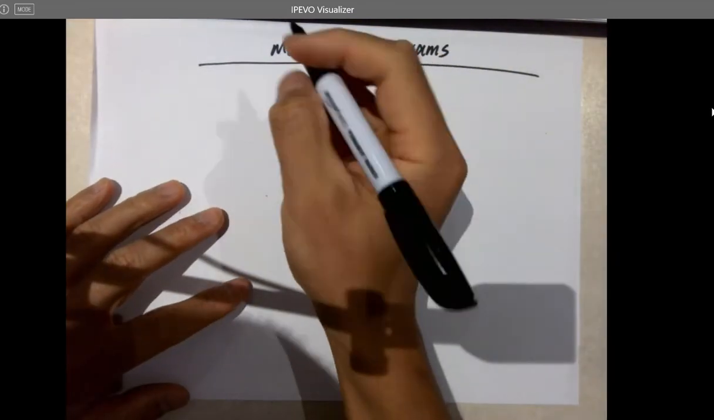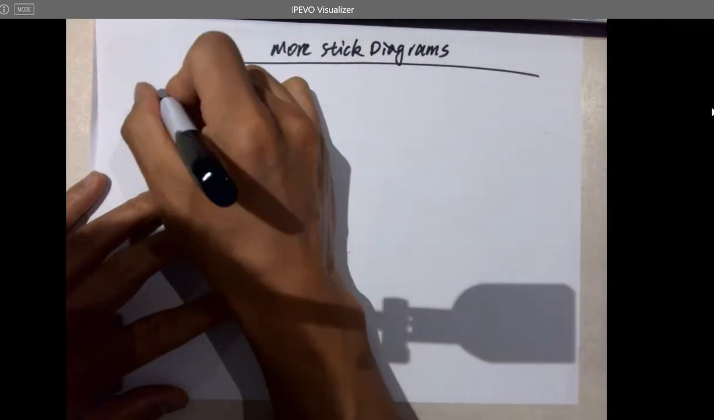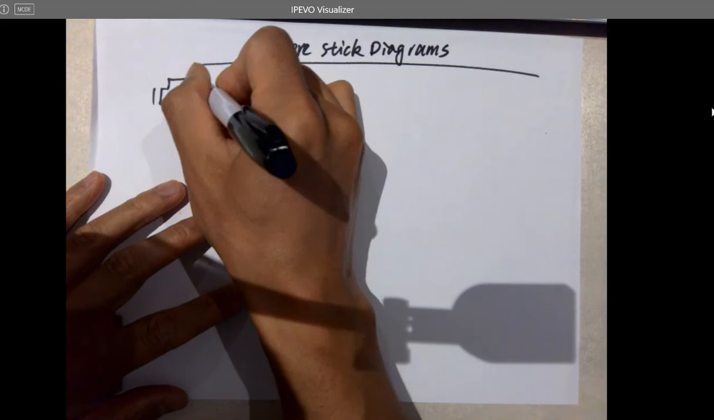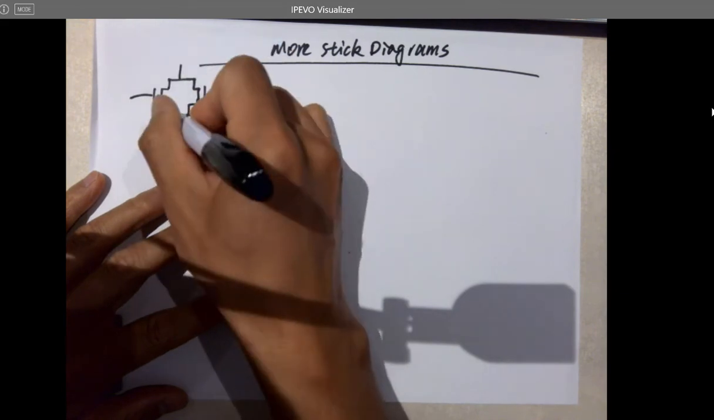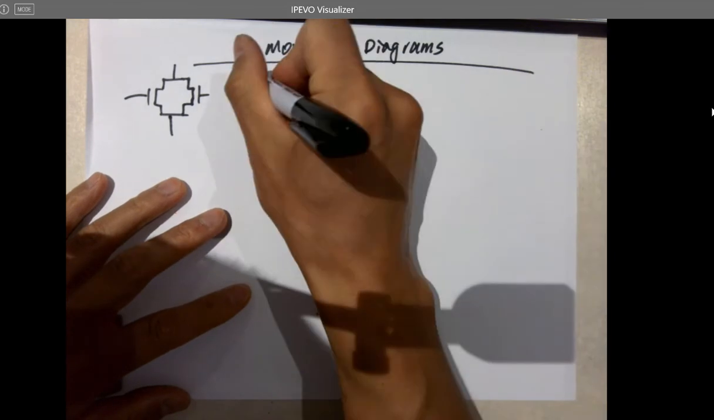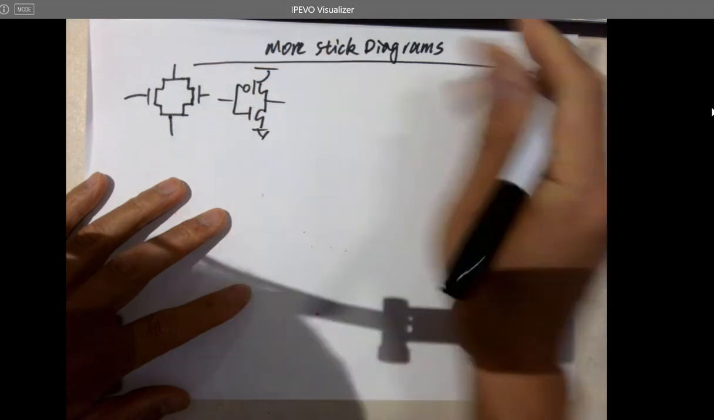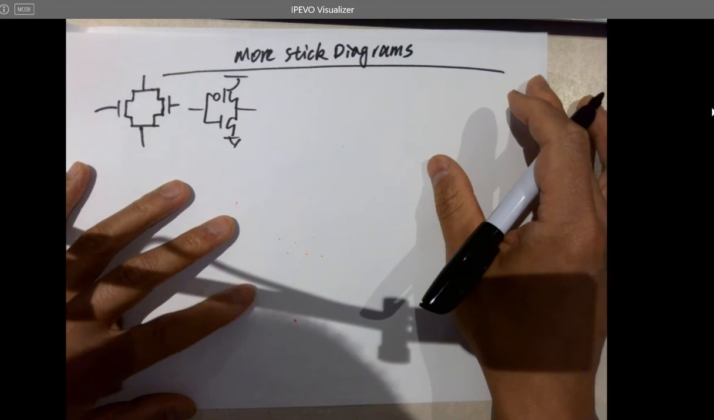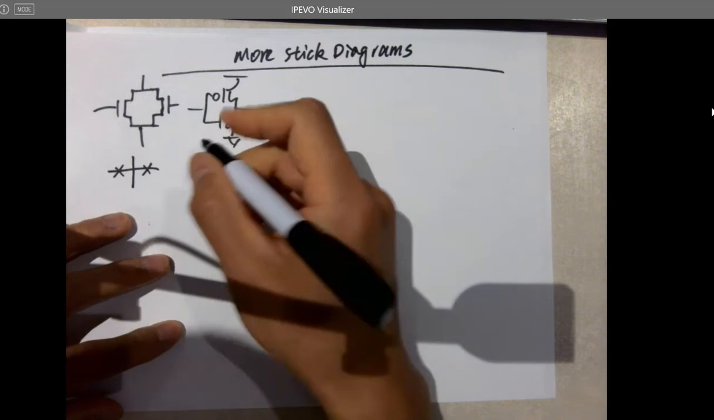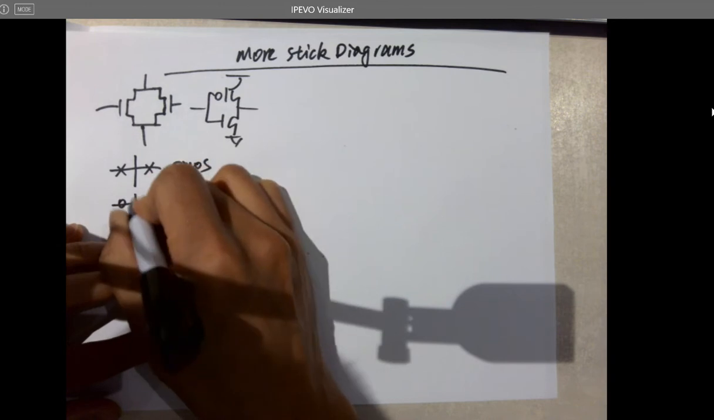For example, the inverter. Since we mentioned parallel NMOSes, parallel PMOSes are pretty simple, like this one. You just short them together. That's a parallel NMOS. So an inverter looks like this. And since we just mentioned that, this is a stick diagram for the PMOS, and this is a stick diagram for the NMOS.